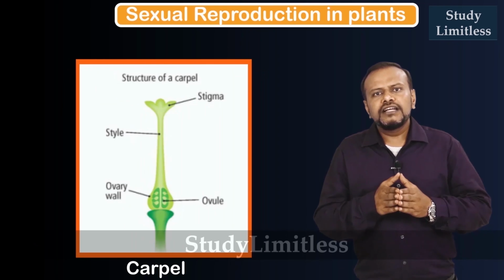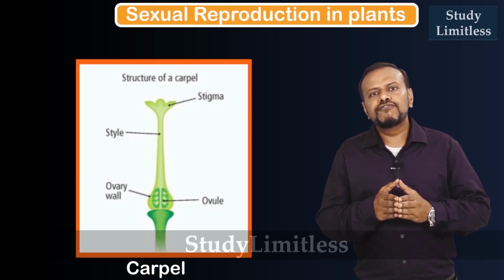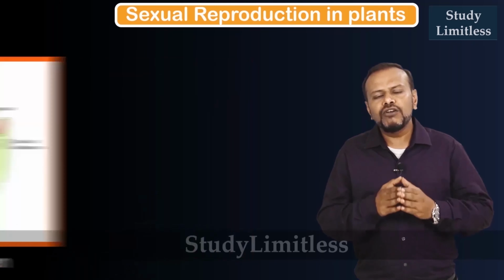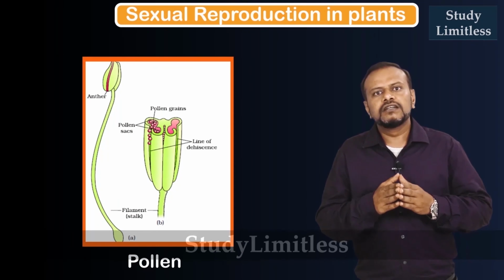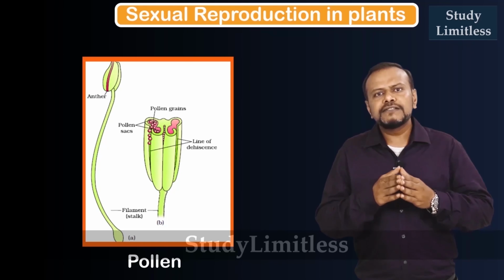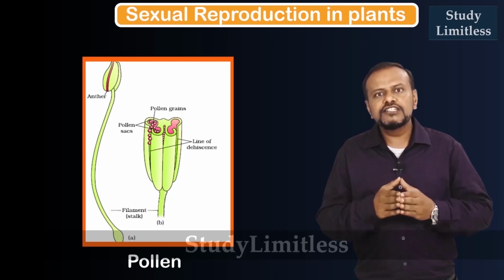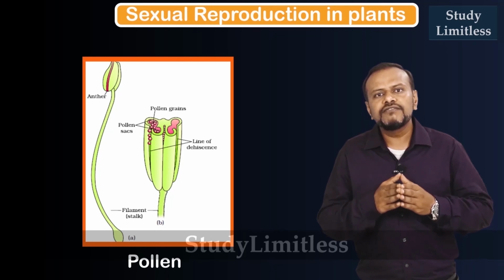The anther lobe in the stamen consists of an enormous number of pollen grains, which are the male gametes, while the carpel, which comprises ovule, consists of ovary, which forms the female gamete.